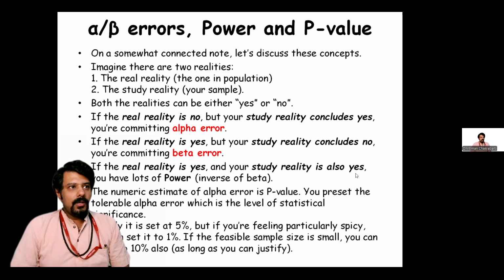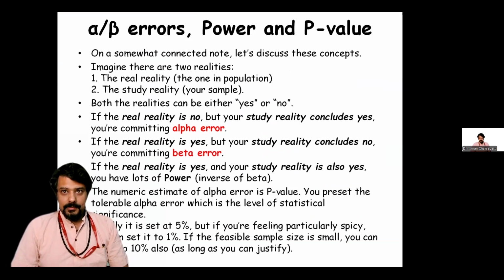Now we shall be talking about errors. Until now, we were talking about errors in measurement. Now we'll talk about certain types of errors, which are called alpha and beta errors, as well as power and p-value, which are some other confusing topics for most of the people who start studying statistics.